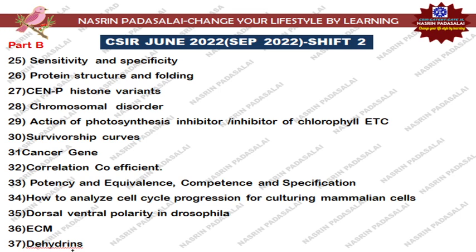Next, they were asking questions regarding Sherwood cap from ecology, cancer genes and their function, and correlation coefficient from biostatistics, and potency, equivalence, competence, specification. What is speciation or specification? What is meant by that? And a question has been asked on how to analyze cell cycle progression when culturing mammalian cells. And a question has been asked from dorsoventral polarity in Drosophila, extracellular matrix, dehydrates.